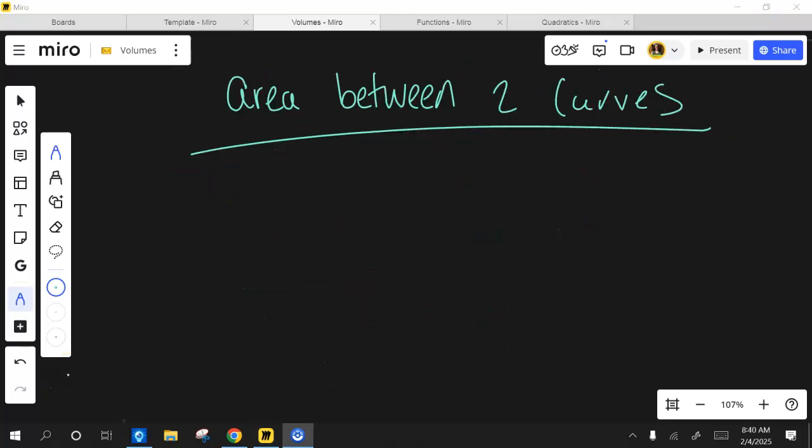Quickly approaching, we have got area between two curves, we have got cross sections and volumes, and that's it.